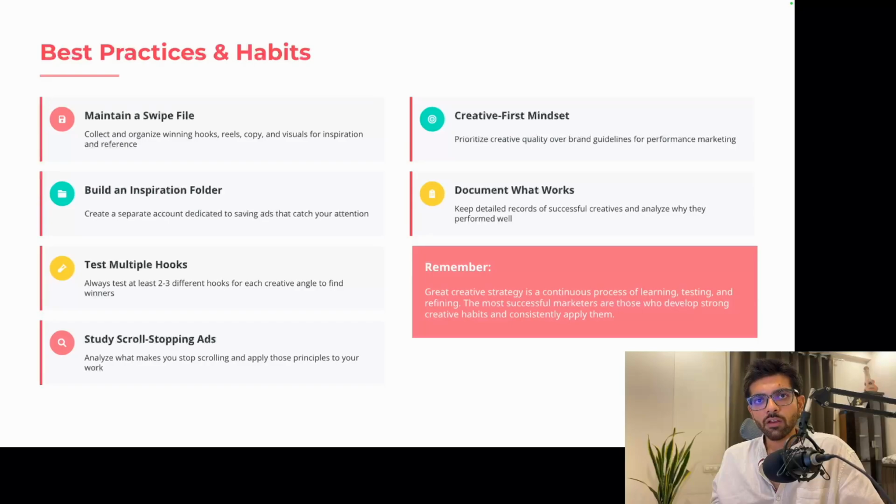We have a video related to Meta Ads fundamentals that you can plug in with this particular video to understand how both can sync together. I will attach that video. And for this video, in terms of creative strategy, that's about it.